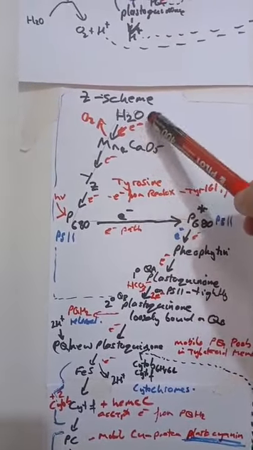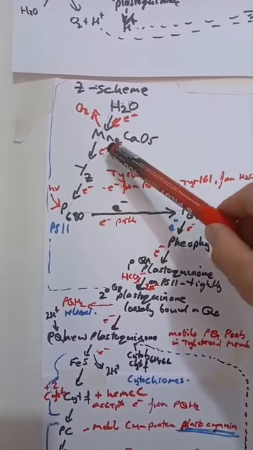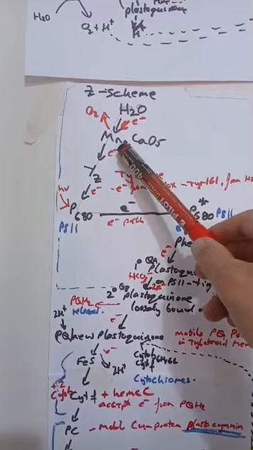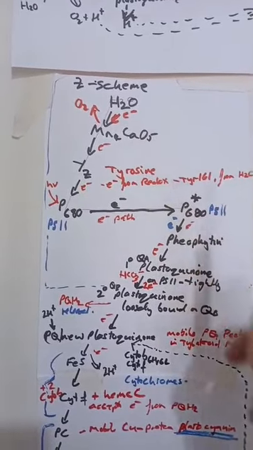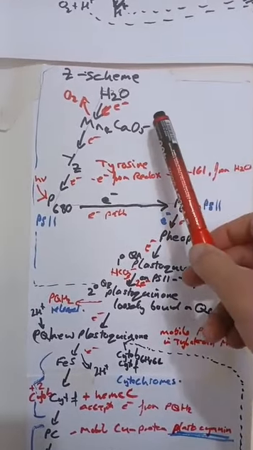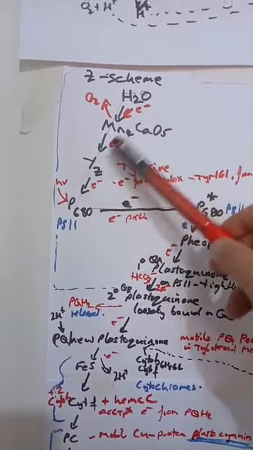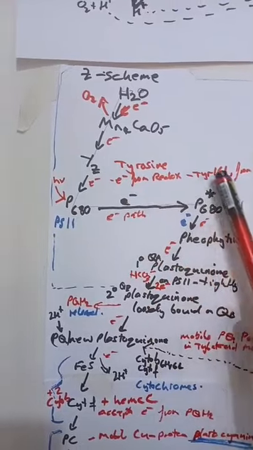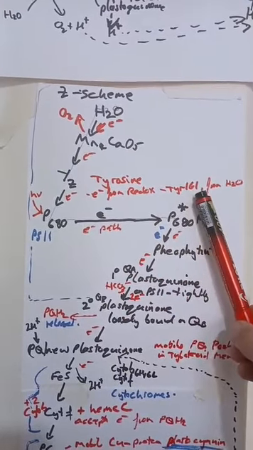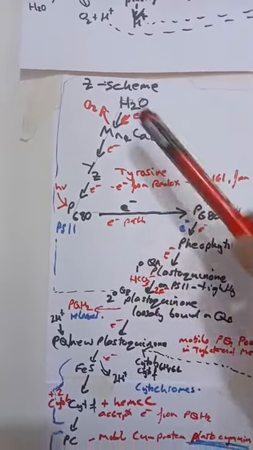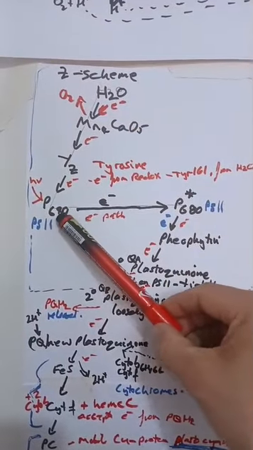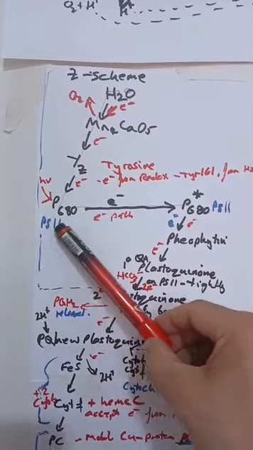Water gets broken up, an electron gets removed and passed to a manganese complex here, Mn4CaO5, which Jim Barber first discovered, as covered in a previous video. Electrons then pass to a tyrosine, which undergoes a redox reaction at tyrosine 161. Oxygen is released there. It then gets passed to P680, which is photosystem 2.